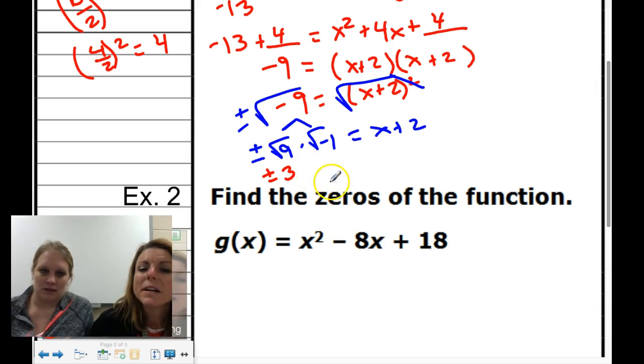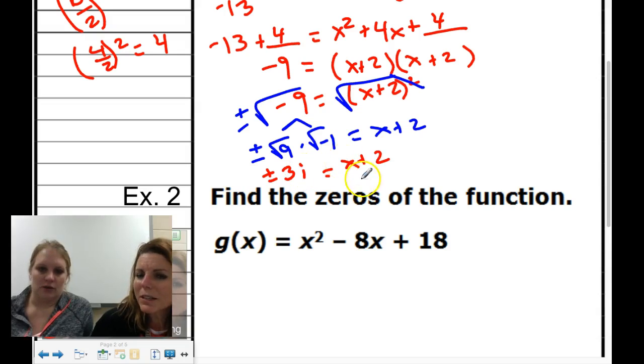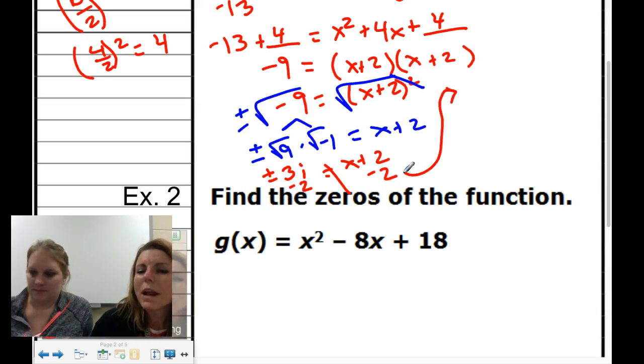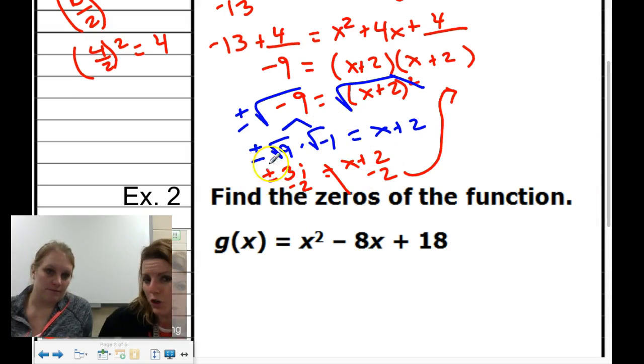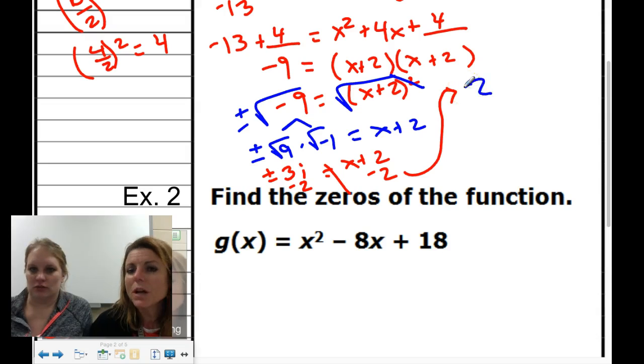Equals x plus 2. Well, guess what we're going to do? Subtract 2 on both sides. Move this over, because remember, in completing the square, whatever gets moved over is always written first. So negative 2 plus or minus... I'm going to change that. That doesn't look too good. Good idea. Thanks.